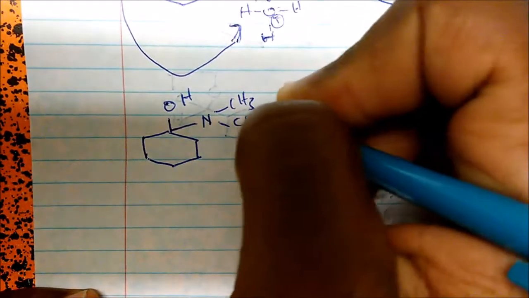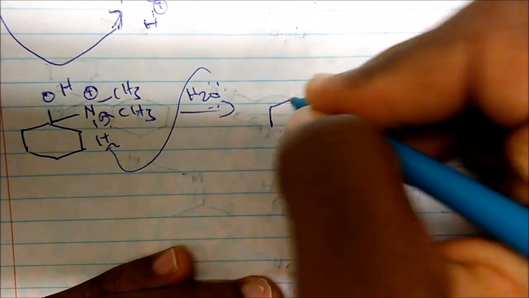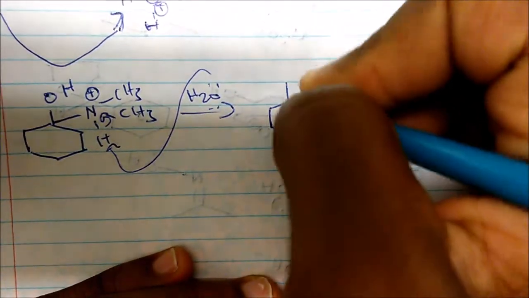Okay, now at this point, I'm just skipping steps here. I get something that looks like this, okay? I form my alcohol, and this is now bonded to a nitrogen that has 2 CH3s and the hydrogen. So nitrogen, 4 bonds, automatic plus 1 charge. Now water will come in and act as a base and take off the proton and give the molecule a neutral state, okay? So now we're in a state that looks something like this.